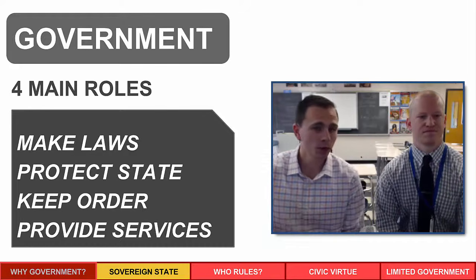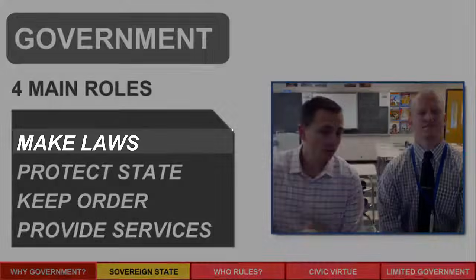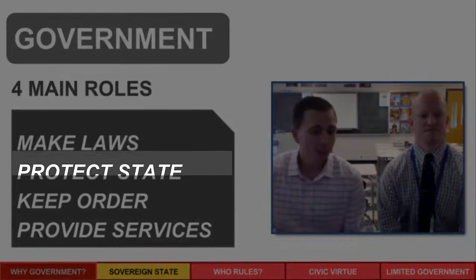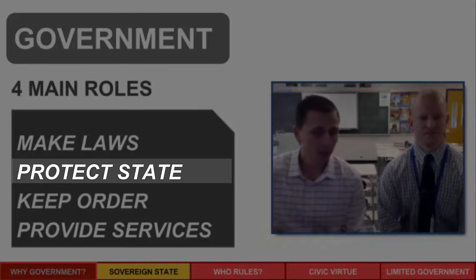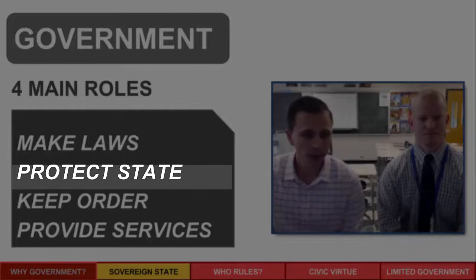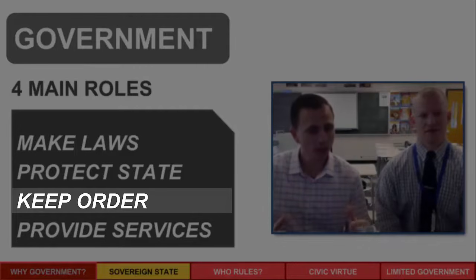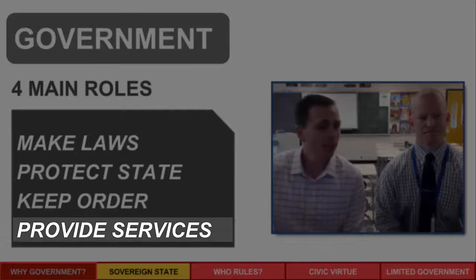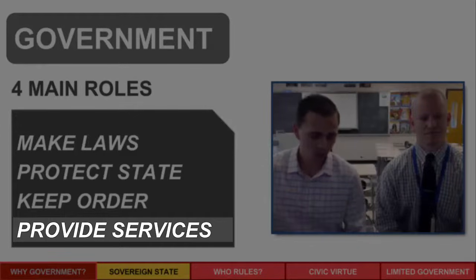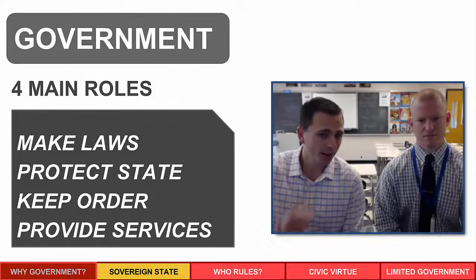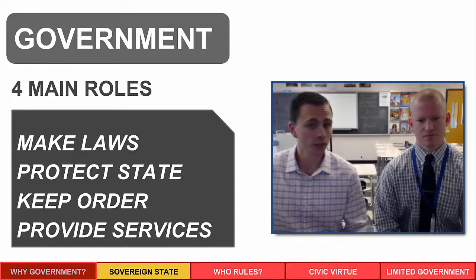Okay, the four roles of a government, or any government, are: the first is to make laws. Second is to protect the state. That means to protect it from foreign countries and invasions. The third is to keep order, and that is similar to protecting the state, but that's within the country. So how do you keep security and order within your nation state's boundaries? And then lastly, provide services such as schools, hospitals, and transportation. So those are the four things that just about every government does in order to be considered a government.